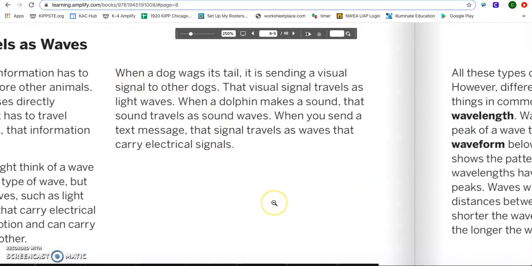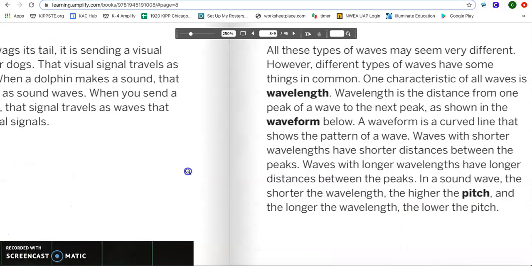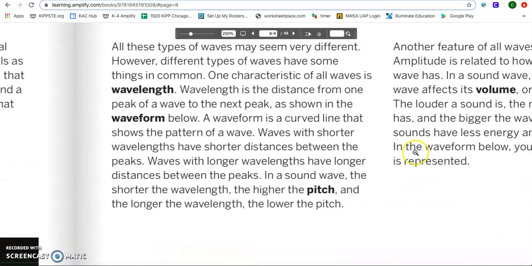When a dog wags its tail, it is sending a visual signal to other dogs. That visual signal travels as light waves. When a dolphin makes a sound, that sound travels as sound waves. When you send a text message, that signal travels as waves that carry electrical signals. Making that connection to the dog wagging its tail, we dog owners have seen that many times. Going to the next page.